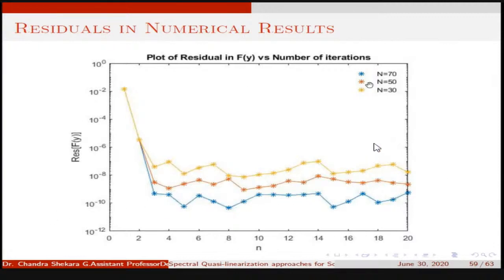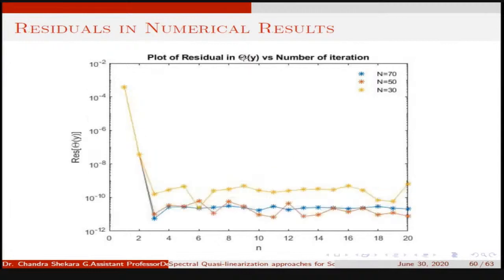So here the number of collocation points is increased. This is for n is equal to 30, where the accuracy is around 10 power minus 7, and for n is equal to 70, the accuracy is around 10 power minus 10. So this is the residual in the first field variable, and this is the residual in the second field variable, theta.